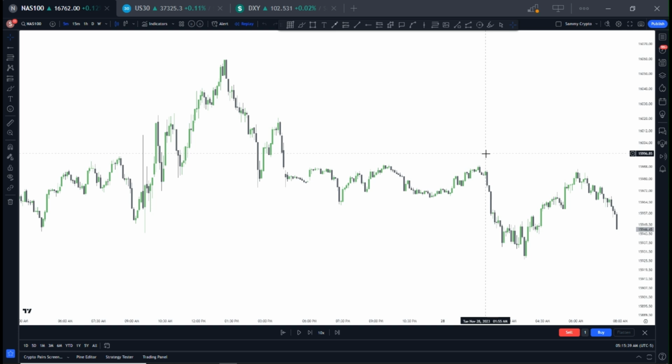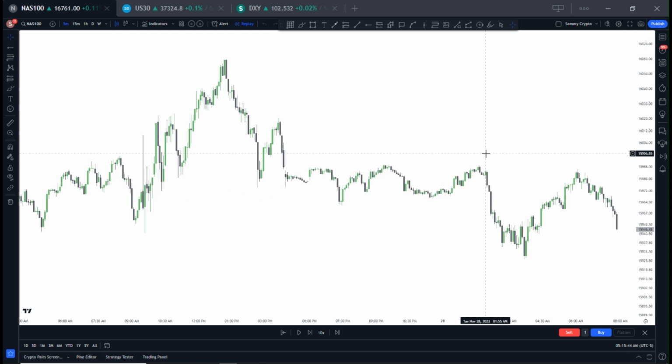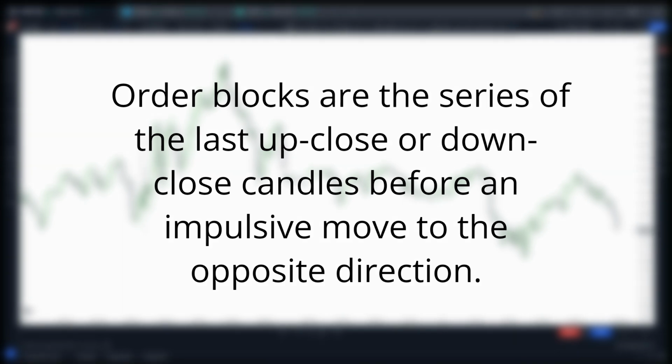First, we want to ask ourselves what is an order block, or what are order blocks? So, first things first, let's break down the basics. Order blocks are the series of the last up close or down close candles before an impulsive move to the opposite direction.